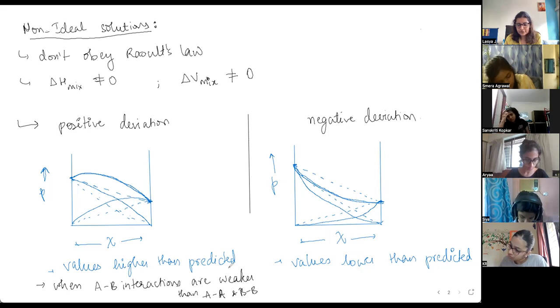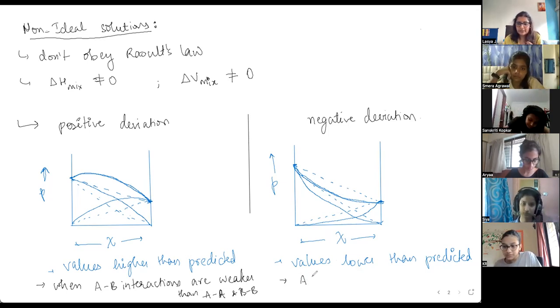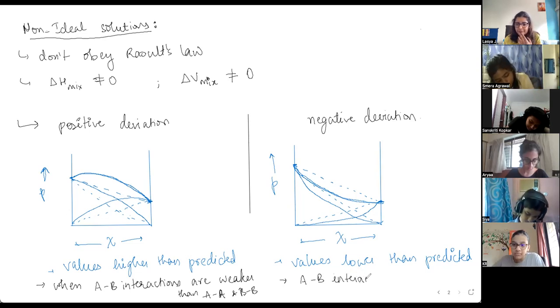Is it visible or should I do it in the next page? It's visible. Okay. And here, in negative deviation, the vapor pressure is lower, meaning the molecules are not going into the vapor state, meaning they are held tighter, meaning AB interactions are stronger than their individual interactions.